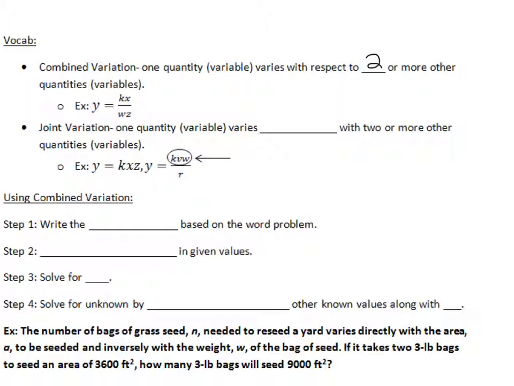Now, anytime we see the word variation, that means we're going to have to insert a k. K is a constant. It is always part of a variation. It won't tell you that it is, but it always is. Joint variation is when one quantity or variable varies directly with two or more other quantities. With joint variation, you will have that k because of the variation part, and we're going to be multiplying.